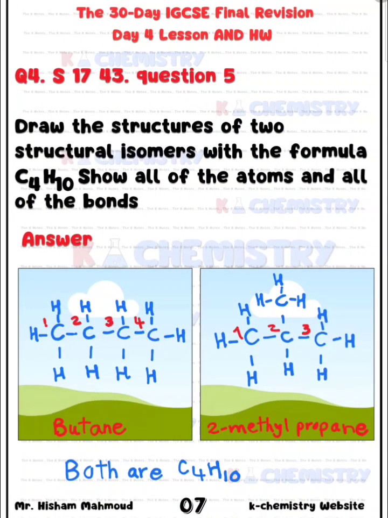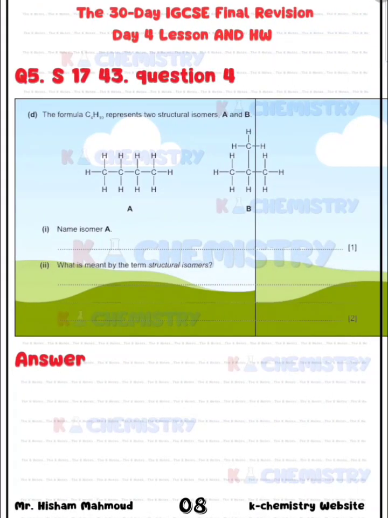Draw the structures of two structural isomers with the formula C4H10. This is an alkane. The only way to make isomers of an alkane is by branching. What does it mean? Instead of having 4 carbons in the normal butane, you have 3 carbons in the main chain and the branch coming out from it. The only place that branch can come out of is number 2. If you make it from 1 or 3, it will not be a branch. It will still be 4 carbons attached to each other. These two are isomers: they have the same molecular formula, but different structural formulas.